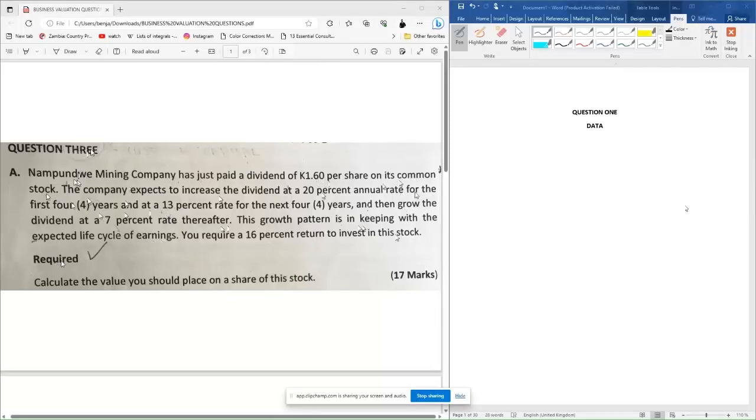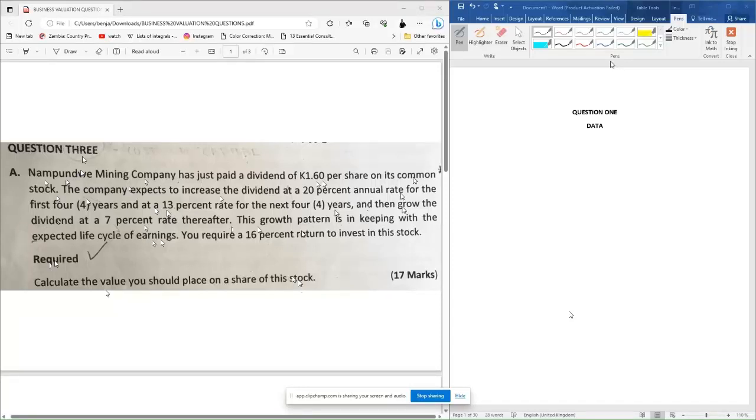The required section part here says, calculate the value you should place on a share of this stock. So, obviously, we know that this is a business valuation question. So, it being a business valuation question, the next question becomes, what type of asset are we evaluating?